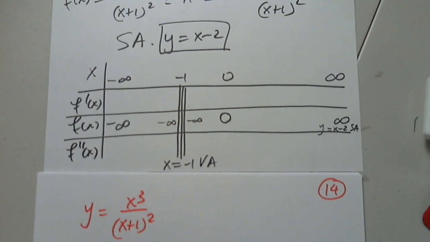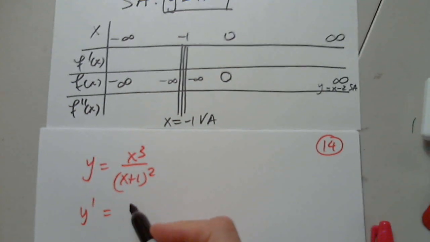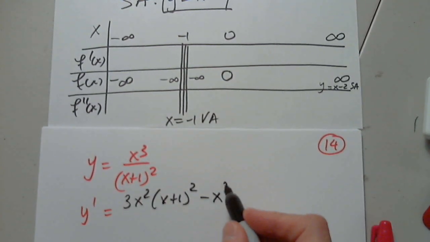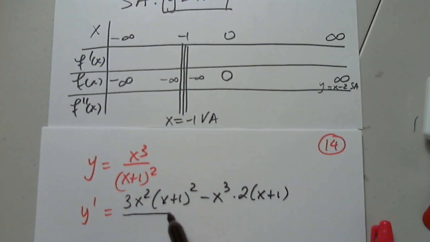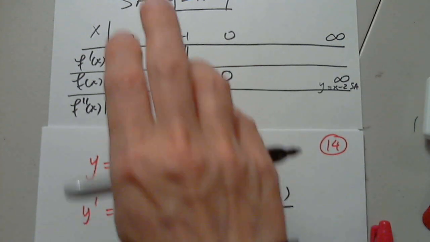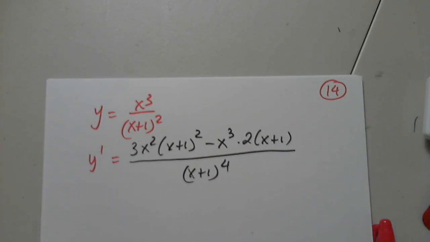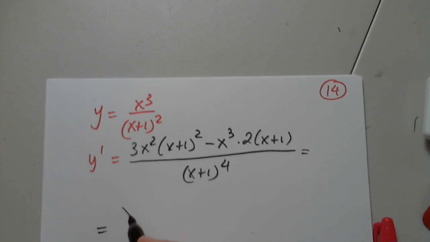So y prime, 3x squared times (x plus 1) squared minus x to the third times 2(x plus 1), over (x plus 1) to the fourth. I cannot stress enough, if you start distributing, you'll never get anywhere. Please. I'm going to factor out x squared and (x plus 1).